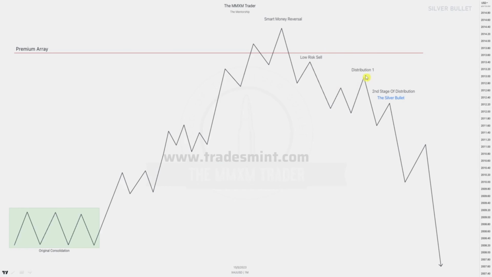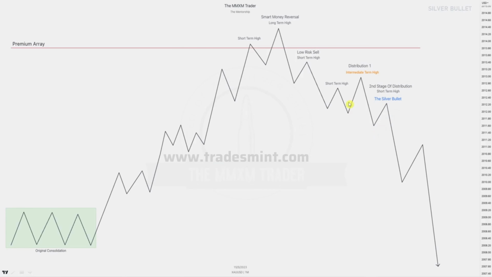Now we need to see an intermediate term high form, right? Because we're on the sell side of the curve. So what do we need to have? We need a short-term high to the left of it and a short-term high to the right of it. Right? So low risk sell, short-term high, another short-term high is formed, and then that intermediate term high is being formed. We could have a bearish order block inside this price leg up over here, and that makes sense that this high will hold, right?